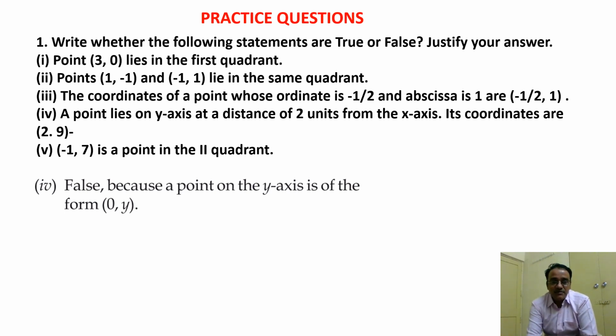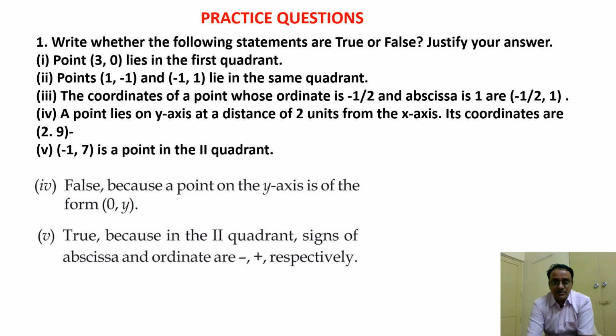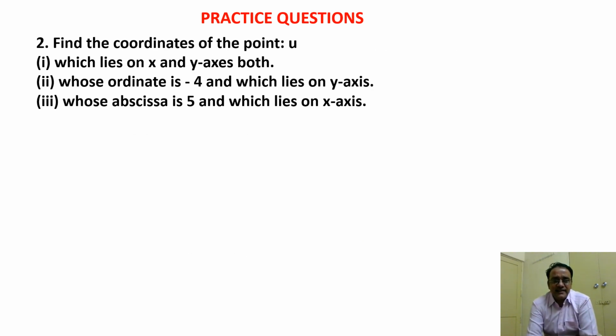So the last one: (-1, 7) is a point in the second quadrant. This is correct because the x coordinate is on the left hand side and y is above. Left above is the second quadrant. Okay, so this is correct. Next, we'll move toward the second question.